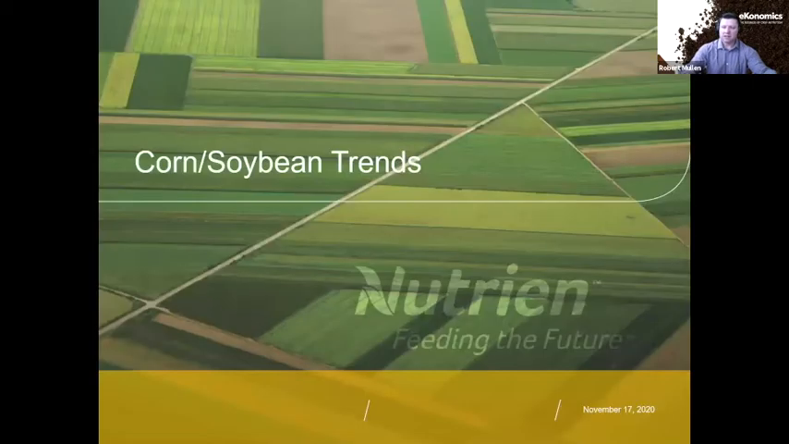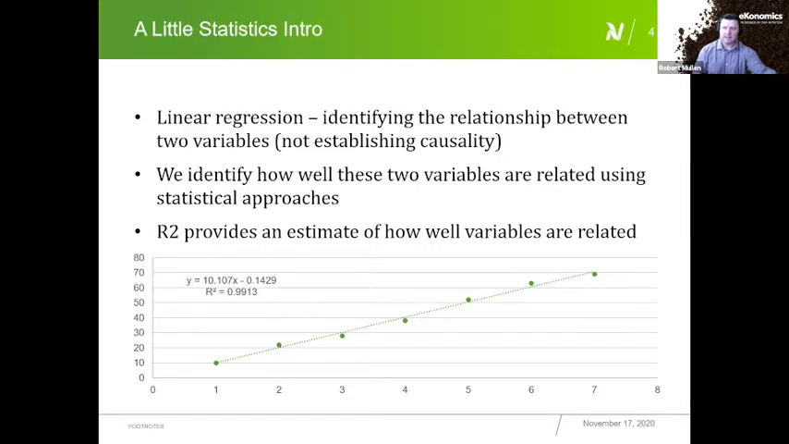So let's get started talking about corn and soybean trends. And here's where I have to justify a little bit of your time in collecting that CEU for your CCA credits. A little bit of a statistics intro. I'm not going to spend a whole lot of time on this. If you've had a linear regression class as an undergraduate, or maybe even as a graduate student, this is going to be a refresher course.